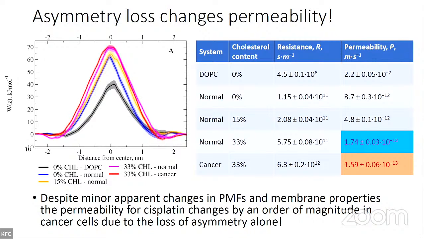cancer membranes with 33% of cholesterol, which is kind of normal. As you can see, if we compare normal and cancer membranes, the permeability differs by an order of magnitude. But if we look at the PMFs, the red and magenta curves are pretty much the same. There is some difference, and this is enough to get an order of magnitude here. So yes, asymmetry matters. Despite quite minor apparent changes, you are getting 10 times differences.